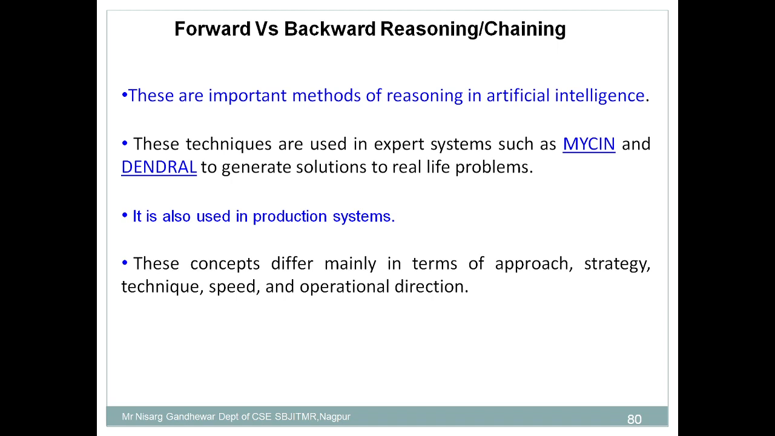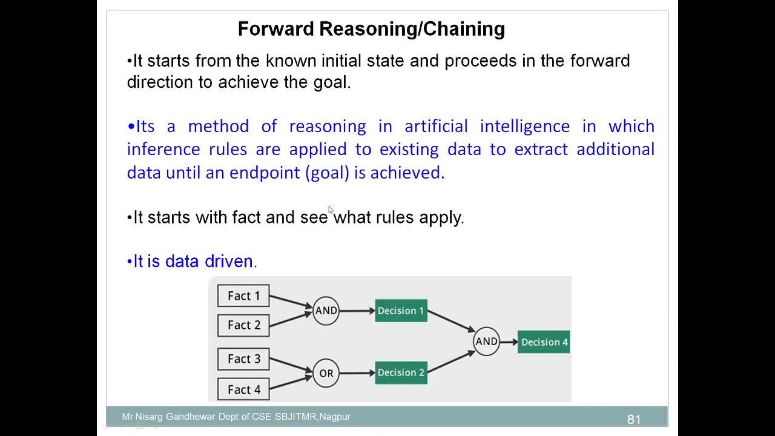Now we'll discuss in detail what forward reasoning is, along with an example, and then backward reasoning. First of all we focus on forward reasoning. What is the concept of forward reasoning? This technique starts from the initial state and proceeds in a forward direction to achieve the goal state, because we know that we are currently at the initial state and we need to reach the goal state. So forward reasoning means we are moving from the initial state to the goal state.